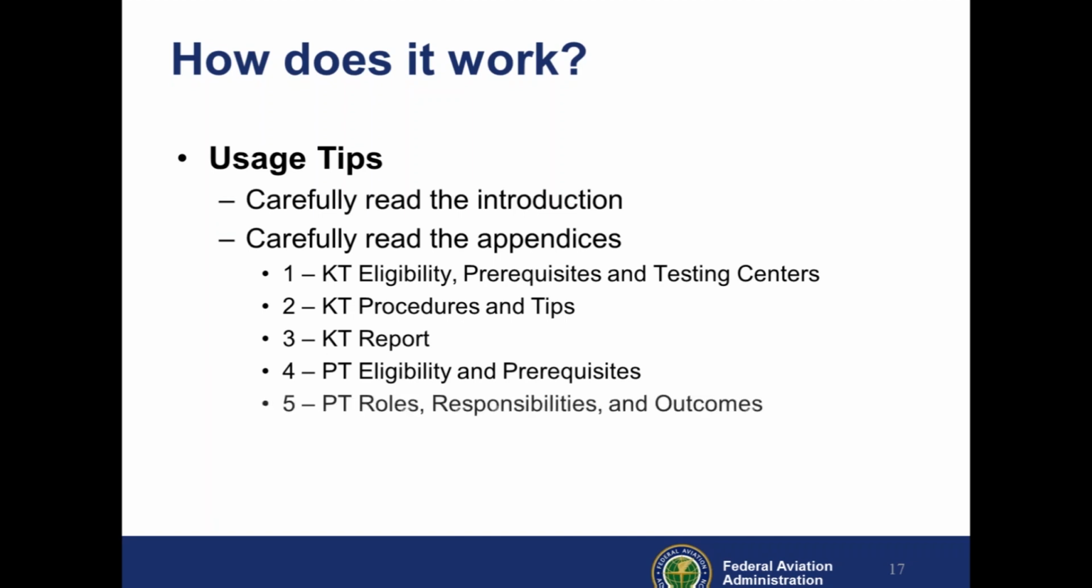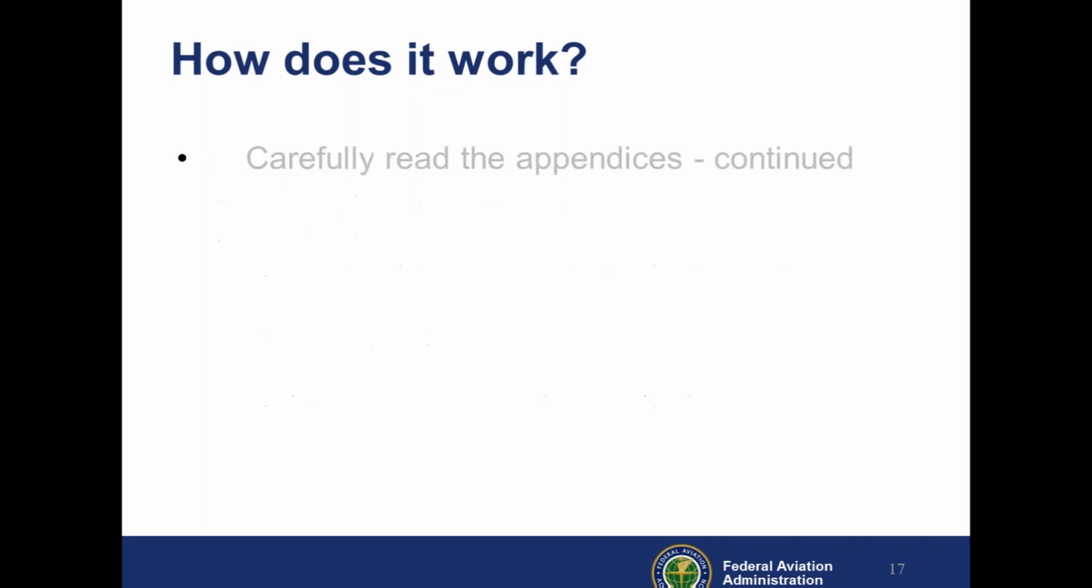Appendix 5 is practical test roles, responsibilities, and outcomes. Again, this one hasn't changed other than being rearranged and reworded. The content is the same, but this is a really important appendix to understand if you have a practical test coming up. It explains to you what constitutes satisfactory performance or what would be unsatisfactory performance. Anyway, a really important section to look at there. And then 6 is safety of flight. A lot of good info there.